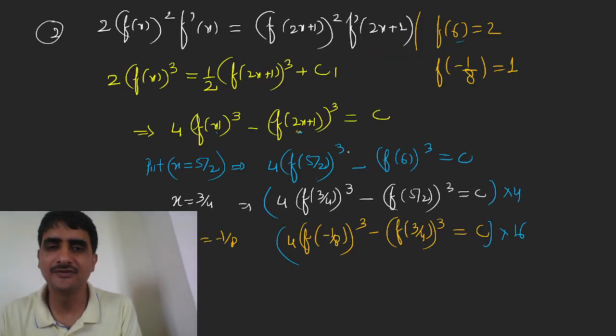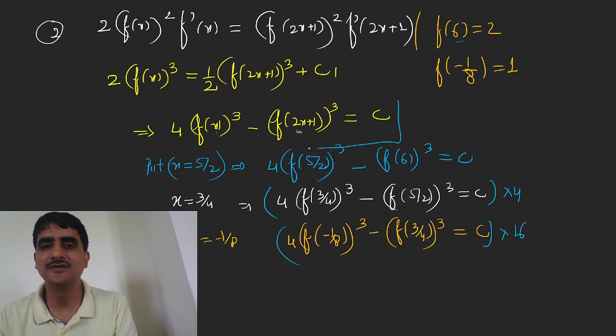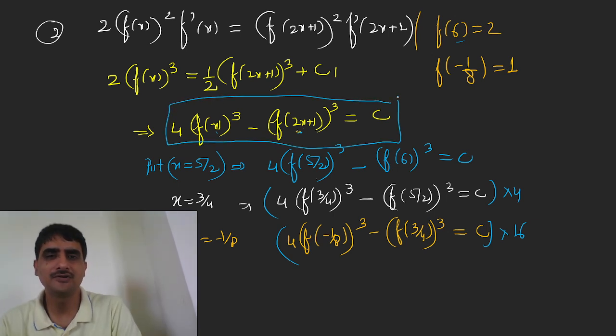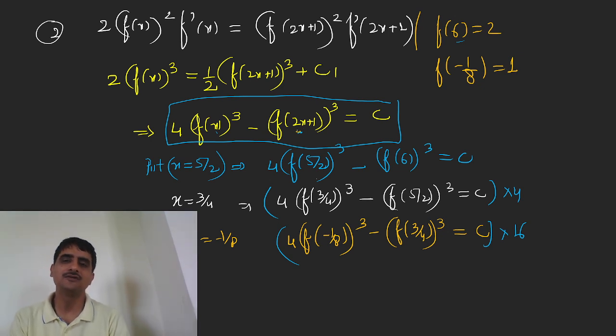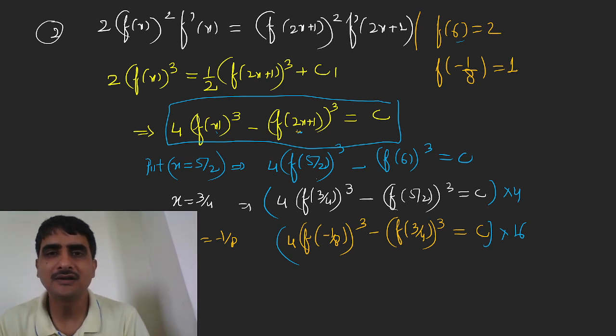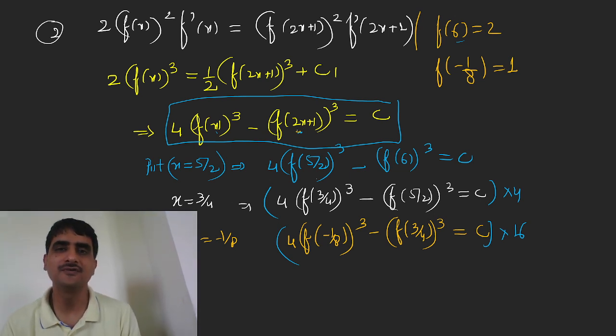Now we have C, we have this function. Once we have this function, we can get any value. Of course, if we put x as minus 1, then we have f of 1 here also. So you can get the rest of the values here. So that's it. Those were the two questions for today, bachcho.